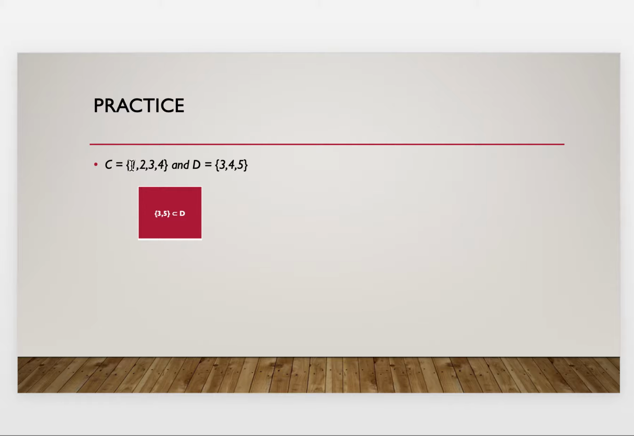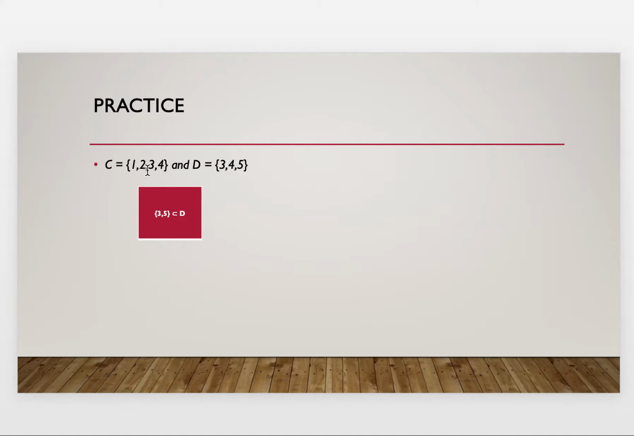If I have C as 1, 2, 3, 4, and D as 3, 4, 5, if you read this, it says {3, 5} is a subset of D. To know if that's true or false, you should go to D and say, okay, is 3 and 5 in D? Yes, then it's a subset of D. Similarly, I could say {1, 3} is a subset of C because 1 and 3 are both in C.